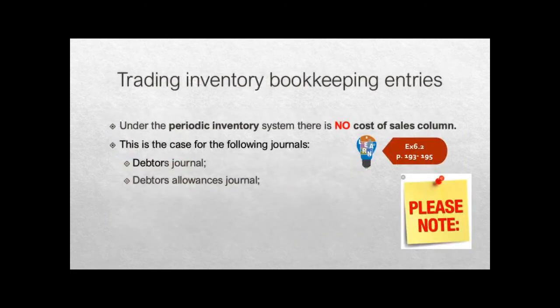Okay, now what is very important: when we have the periodic inventory system, there is no cost of sales column, but under the perpetual one there is when you look at the journals. So for your debtors journals, your debtors allowance journals and your cash book receipt, you will have a cost of sales column under the perpetual. Under the periodic, there's no column for those.